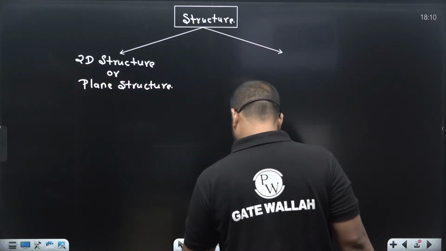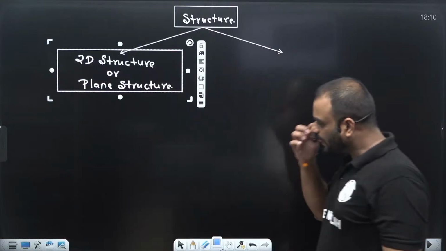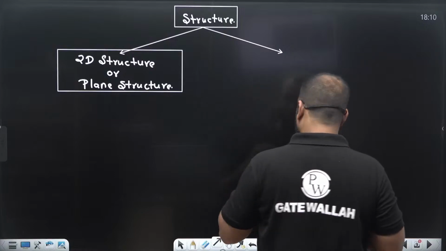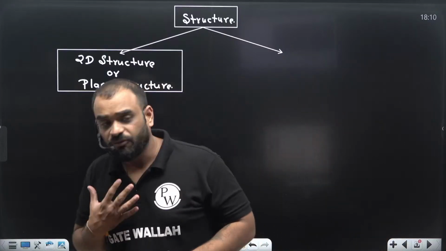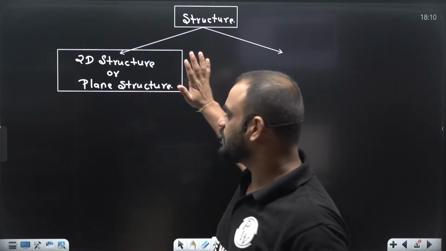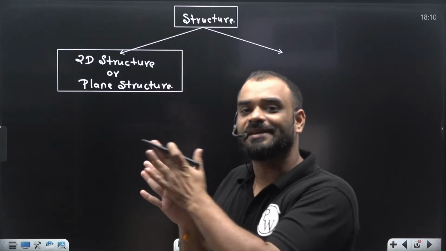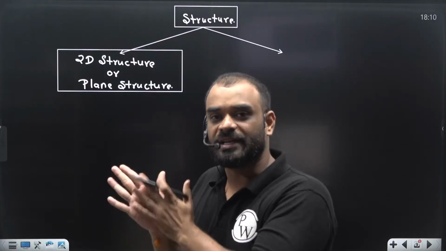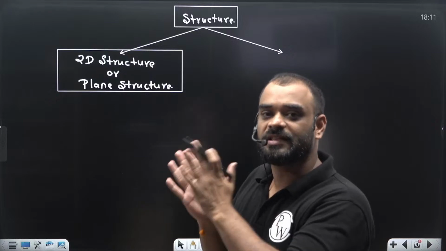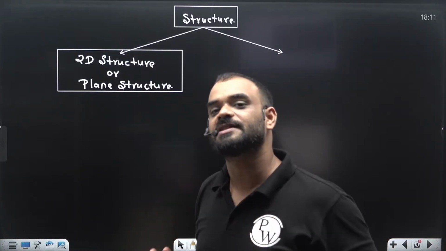Plane structure, or 2D structure. Now guys, in case of a 2D structure or plane structure, what it means is that whatever forces or reactions are there inside the structure, all of them should lie on a single plane. If they lie on a single plane, then such a structure is to be considered as a 2D structure for the analysis part.